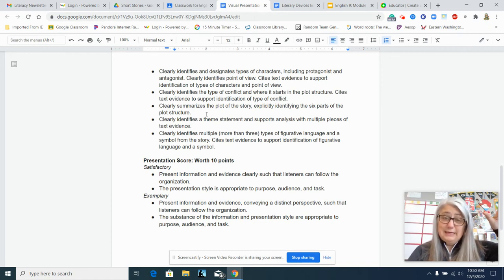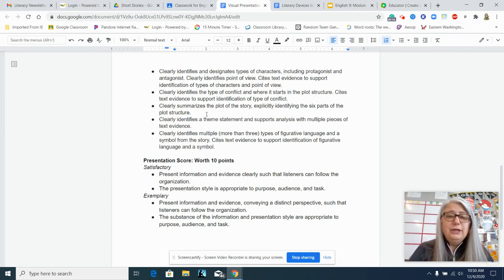theme statement is. And remember, theme is not specific to the story or the character. Theme is something universal. It's for all people. It's for humanity, for all human beings. So don't focus on the theme being something that's just in that story. It's a life lesson for everyone.